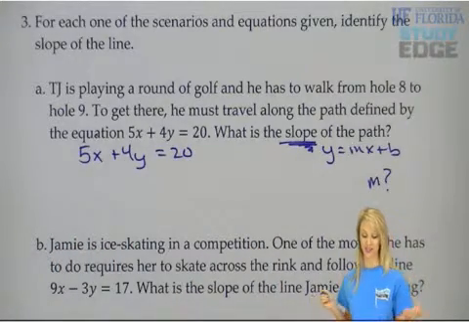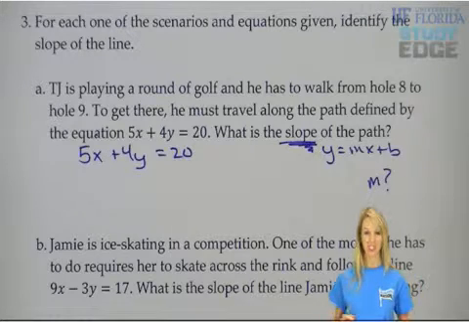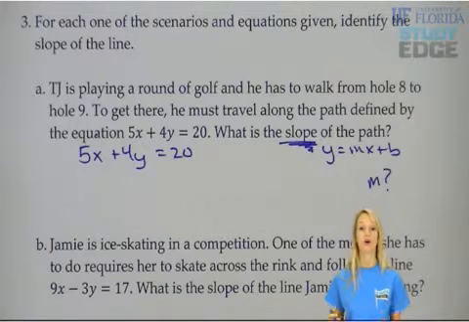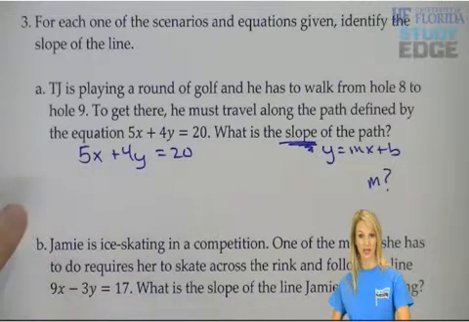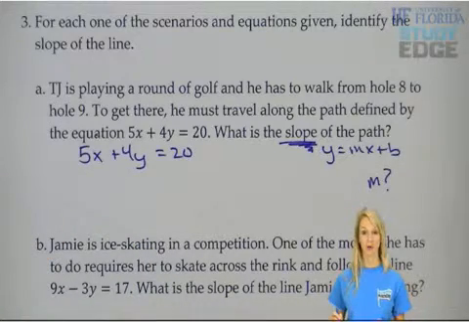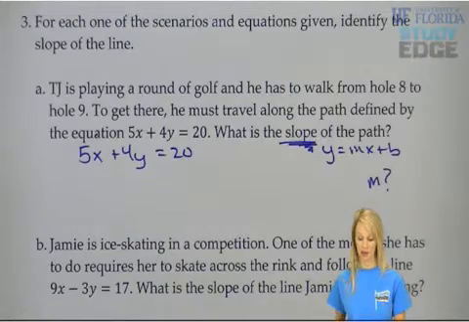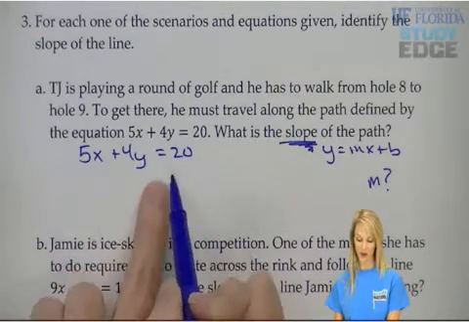Do we care that TJ is playing golf? Do we care that he's walking from hole 8 to hole 9? No. All we care about is looking at this equation, getting it in y equals mx plus b form, giving our slope, finding m. So we have 5x plus 4y equals 20.